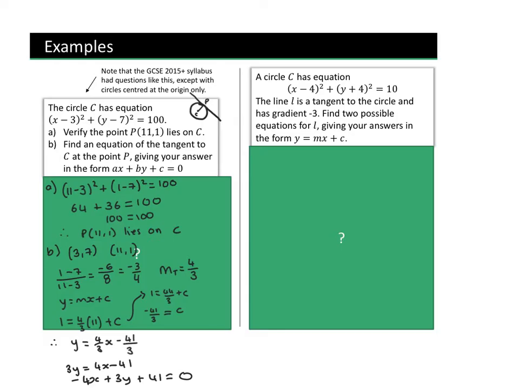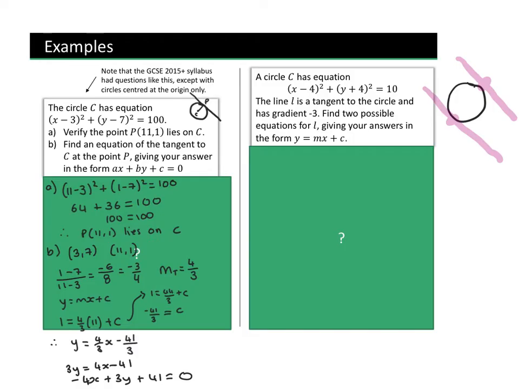So the reason why we have two possible equations for L is, as I've said, if the gradient's negative 3, we know that the line is going to be in this direction. And it could be here, or it could be here. You can see these two lines are parallel. So that's why we're going to have two equations, okay? So this is what's happening here. This is why we could have two.